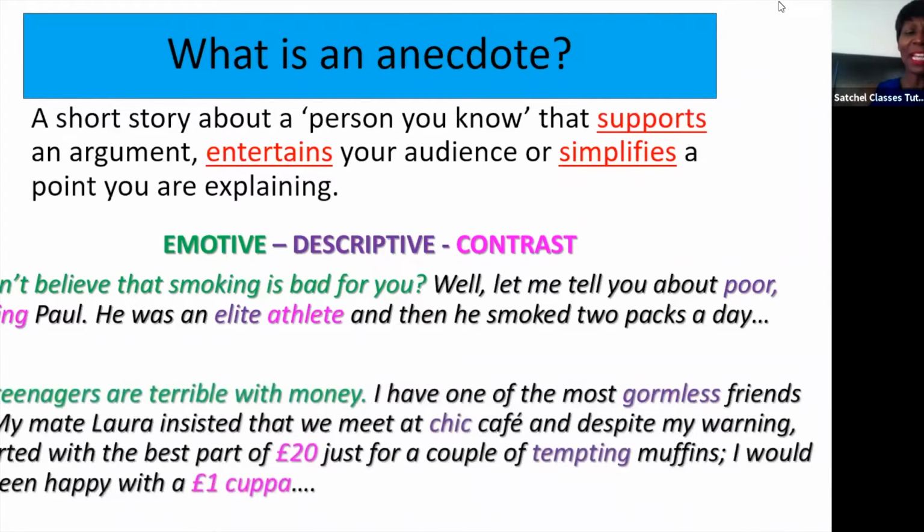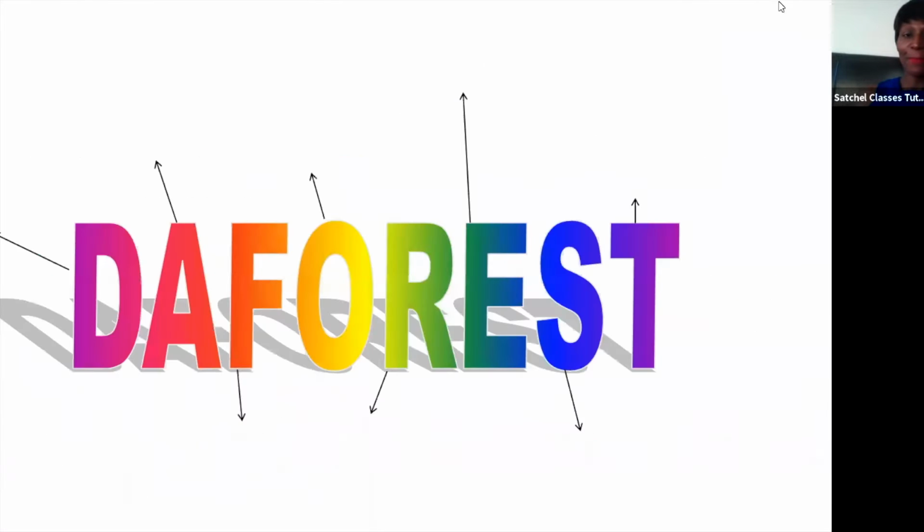Here's another one. Some teenagers are terrible with money. I have one of the most gormless friends ever. My mate Laura insisted that we meet at a chic cafe, and despite my warning, she parted with the best part of £20 just for a couple of tempting muffins. I'd have been happy with a £1 cuppa. So you can see here, you're saying that she's terrible with money, so you're being emotive. You're saying that she's gormless and the cafe's chic and the muffins are tempting, and you're using the contrast between the £20 spent on the muffins and the £1 that you could have had just for a cup of tea.